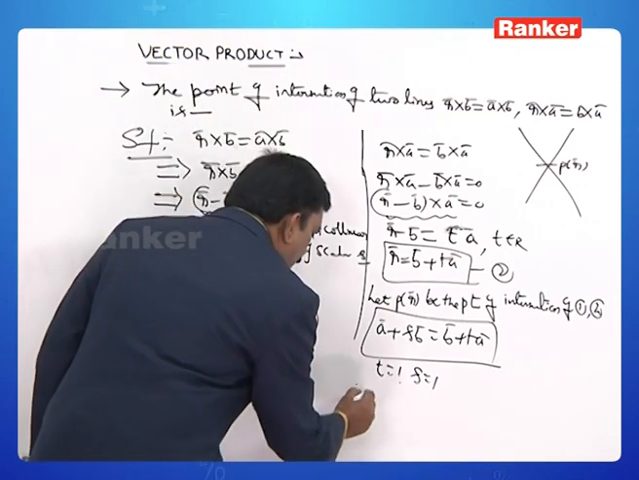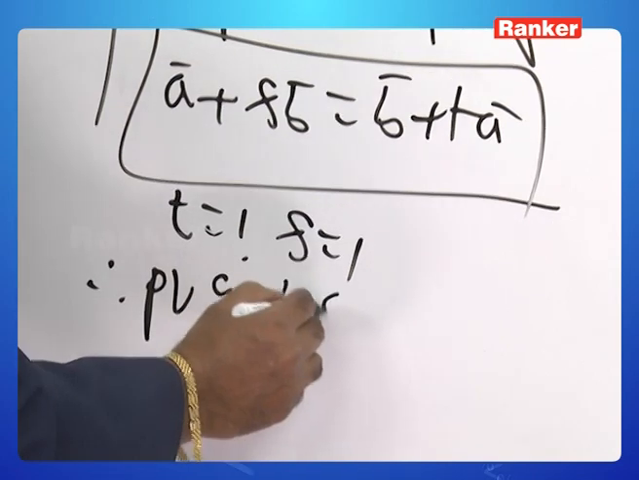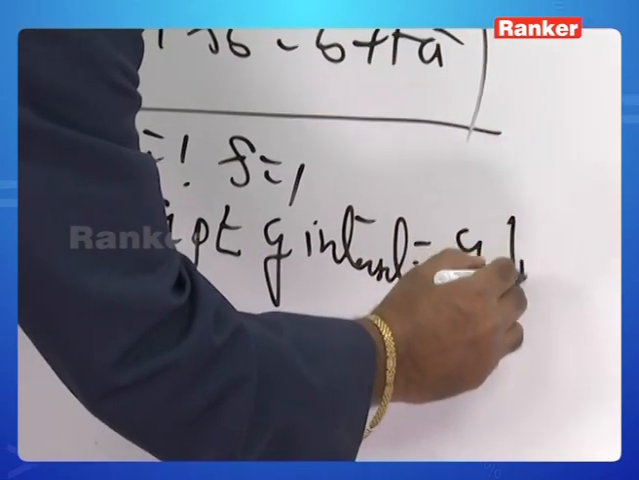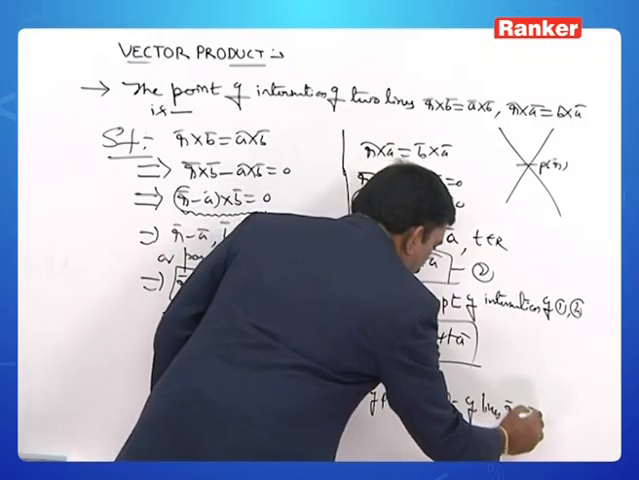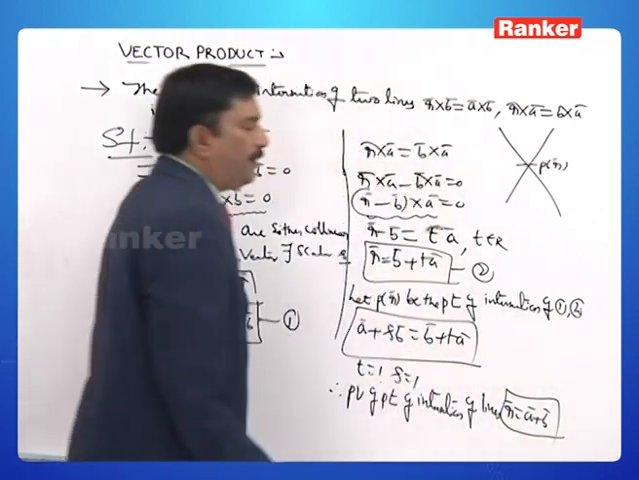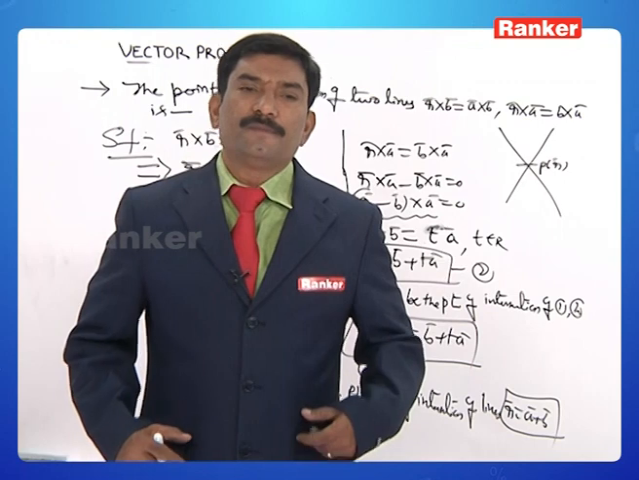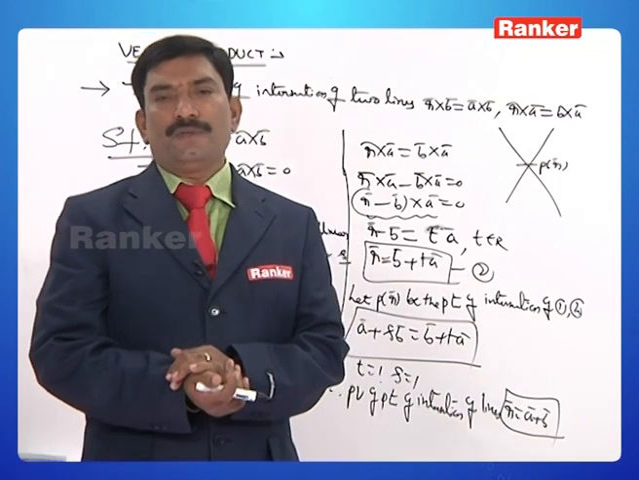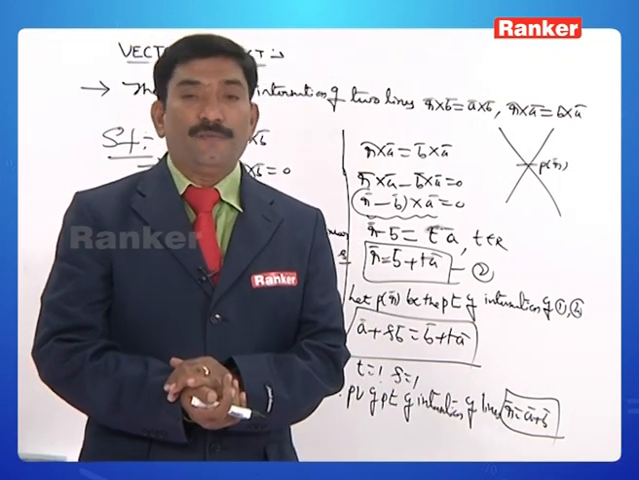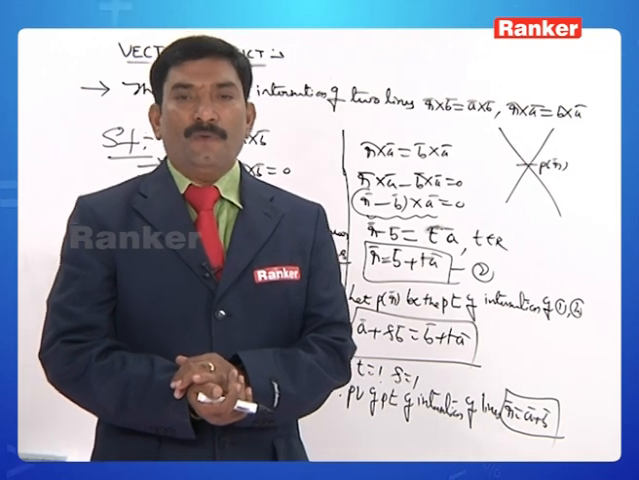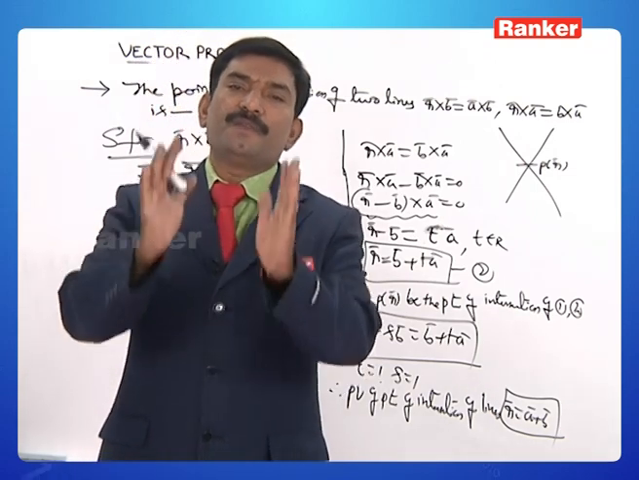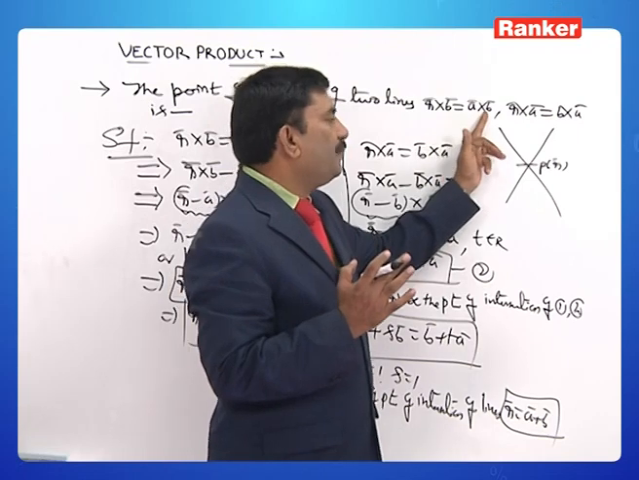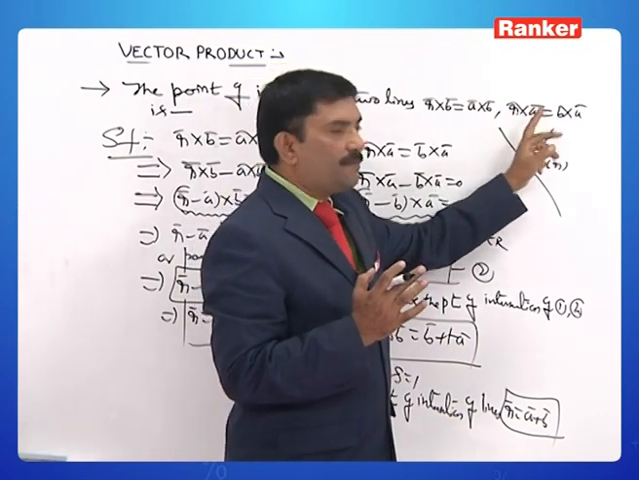So therefore, the position vector of the point of intersection of the lines is R bar equals A bar plus B bar. Yes, we have discussed how to find the position vector of the point of intersection of two lines when the data is given in terms of cross product. That is, the point of intersection of two lines R bar cross B bar equals A bar cross B bar, and R bar cross A bar equals B bar cross A bar.